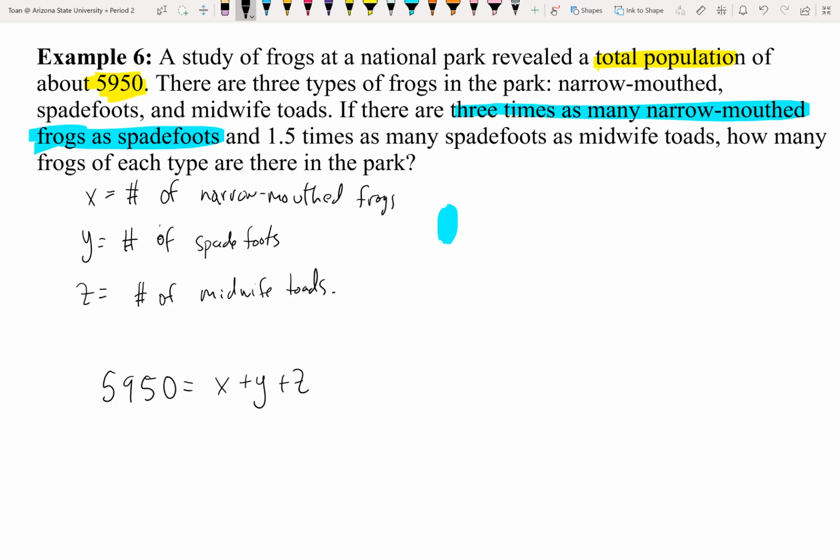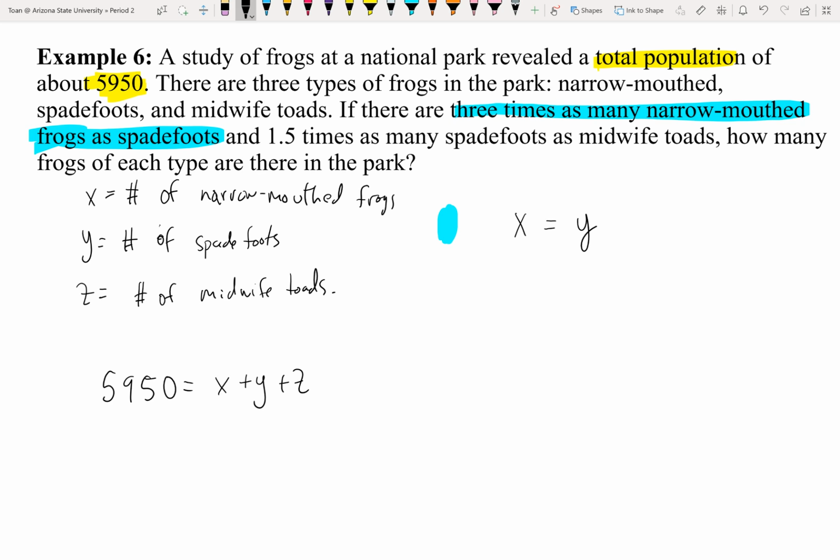The first thing you do, if they ever compare different quantities using multiplication, figure out what they're comparing. There are 3 times as many narrow-mouthed frogs as spadefoots. We're comparing narrow mouths to spadefoots, yes? So that's x's and y's. I'm going to write x equals y. That's wrong, that's false, but I'm going to write it down.